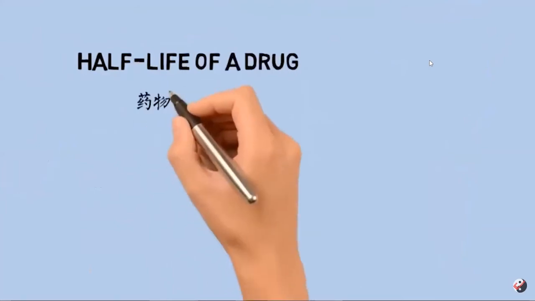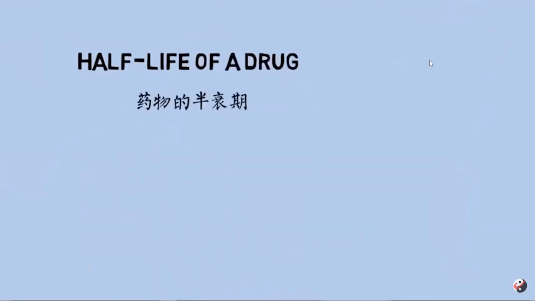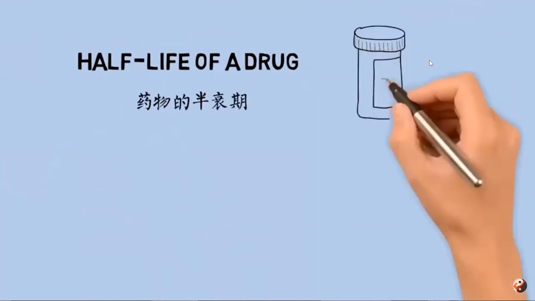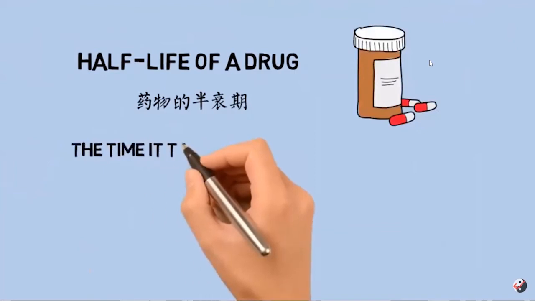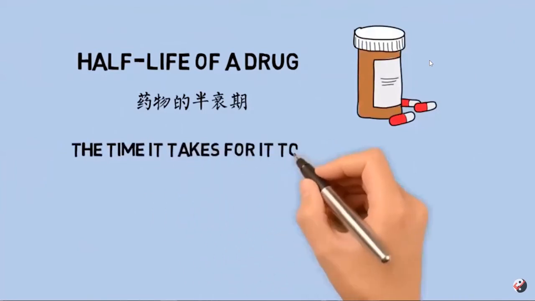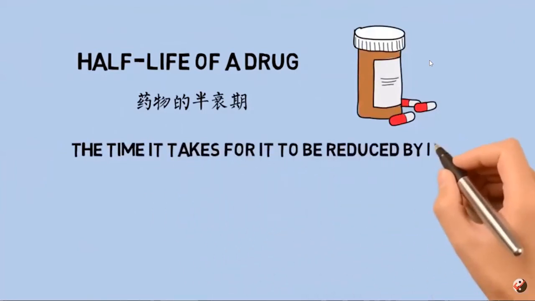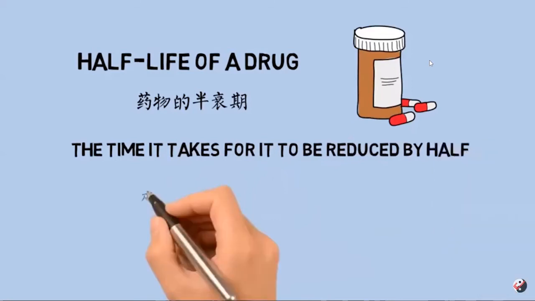What is the half-life of a drug? A medication's biological half-life refers simply to how long it takes for half of the dose to be metabolized and eliminated from the bloodstream. Or, put another way, the half-life of a drug is the time it takes for it to be reduced by half.